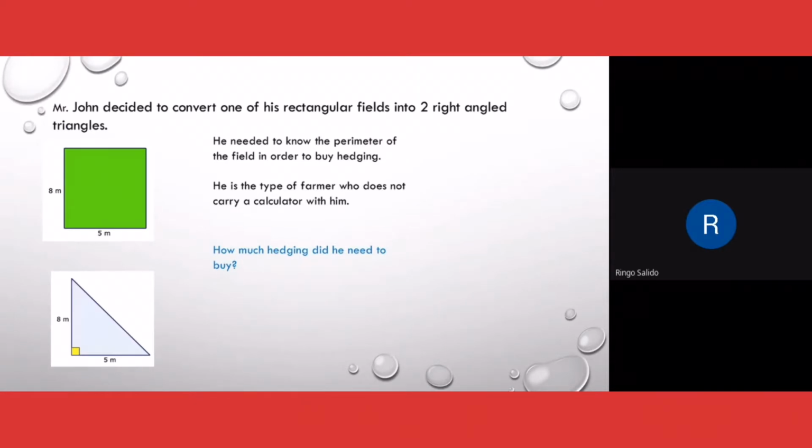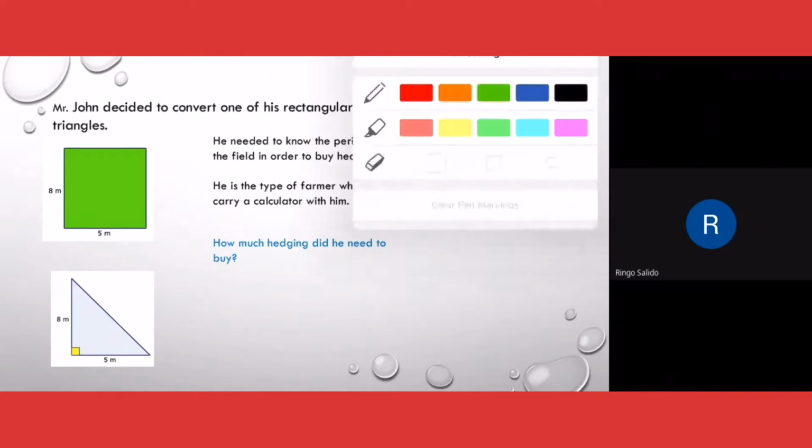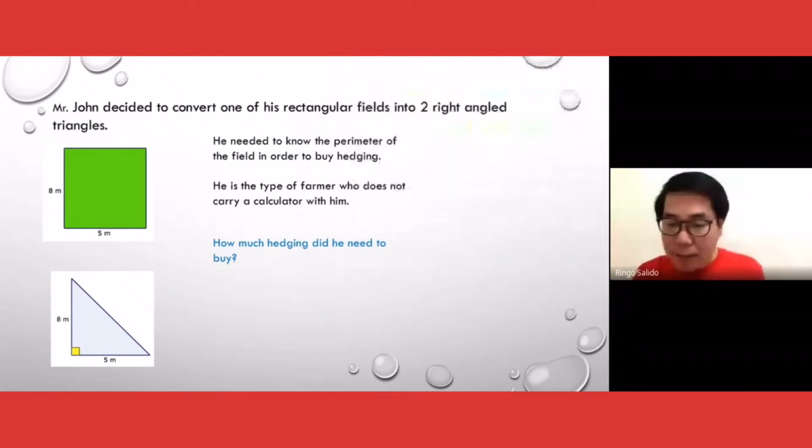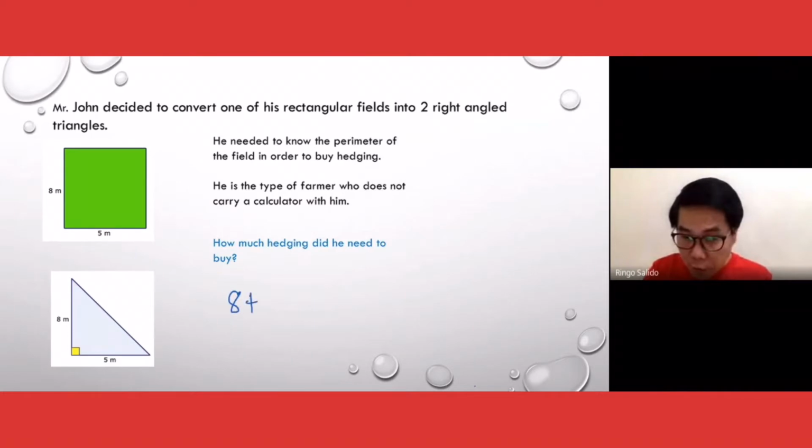In this case, to find the perimeter, we can use the Pythagoras theorem. We're going to find the perimeter, so that means we will add the three sides. So we have 8 plus 5 plus the square root of 8 squared plus 5 squared.